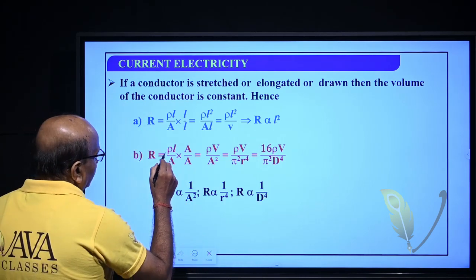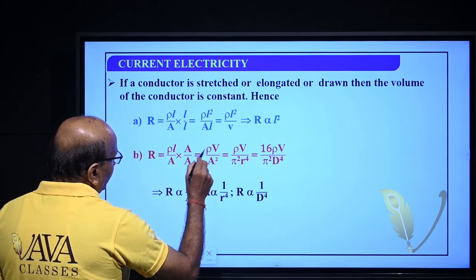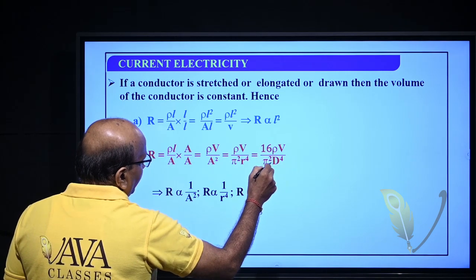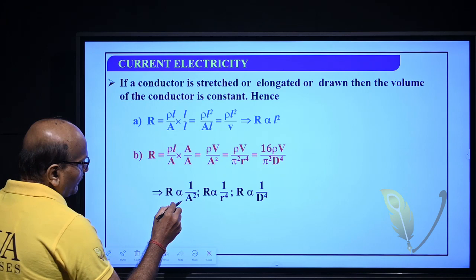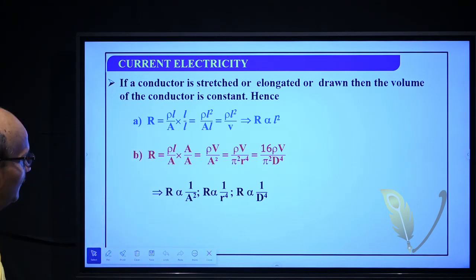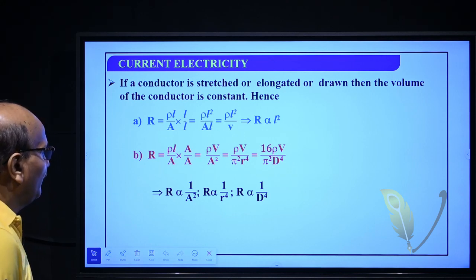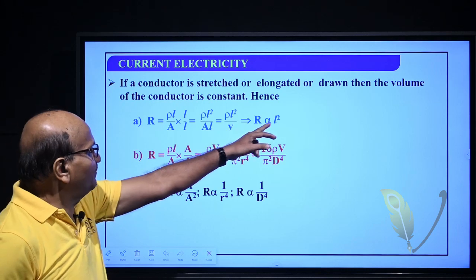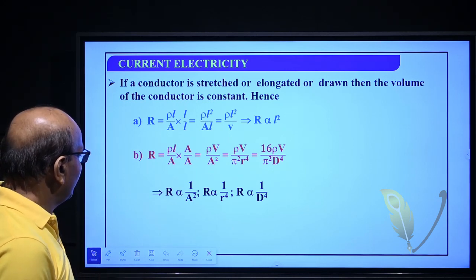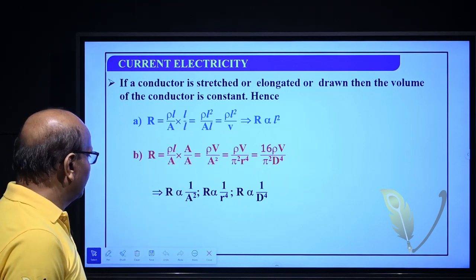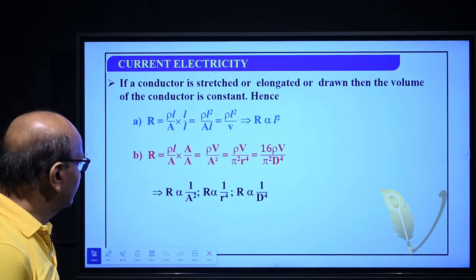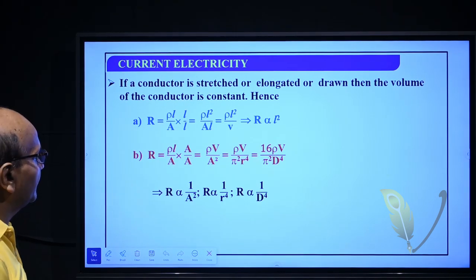And rho L by A, we multiply by A by A. So rho, length into area is volume, by A square. So rho V by pi square R4, or 16 rho V by pi square D4. That means R is inversely proportional to A square, R is inversely proportional to R4 and R is inversely proportional to D4. If the conductor is stretched, if L increases 2 times, resistance increases 4 times. If L decreases to half, then resistance will decrease 1 by 4 times. Similarly, if area increases twice, resistance will decrease 4 times. If radius of the wire increases twice, then resistance will decrease 16 times.